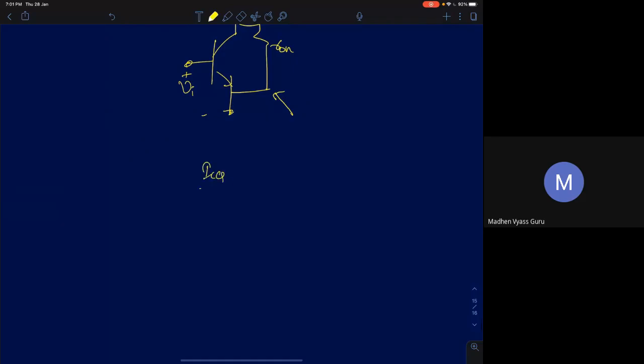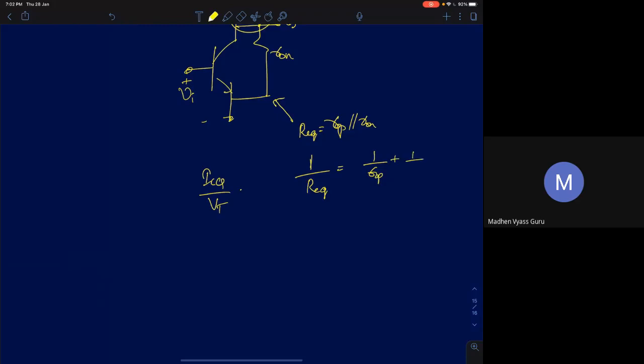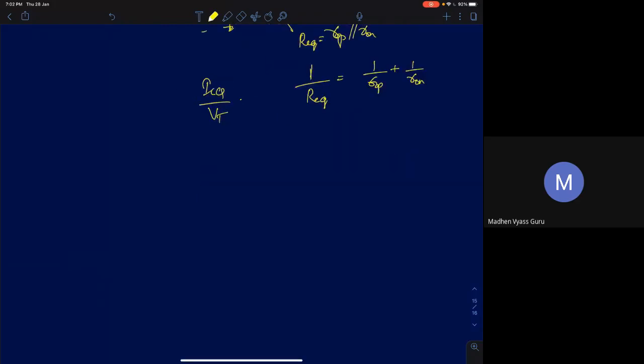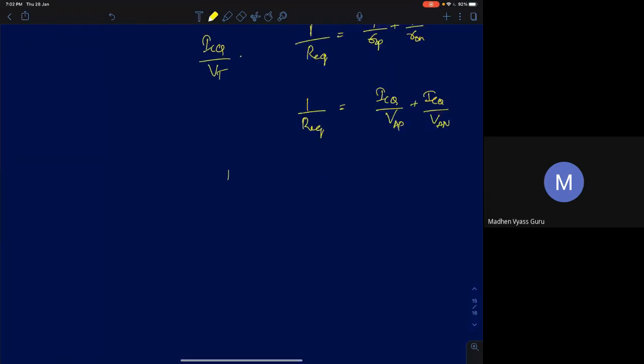Okay, yeah. So now we'll substitute it and find out. So GM is ICQ upon VT. I will write it this way. What is ROP parallel RON? Let me call it R equivalent. So 1 by R equivalent will be 1 by ROP plus 1 by RON, right? They form a harmonic mean. So therefore 1 by R equivalent will be ICQ upon VAP plus ICQ upon VAN. So therefore this will be ICQ times 1 by VAP plus 1 by VAN. This is your 1 by R equivalent, which is 1 by ROP in parallel with RON.